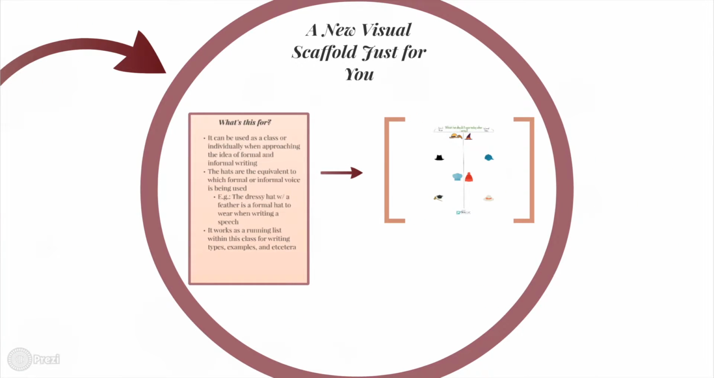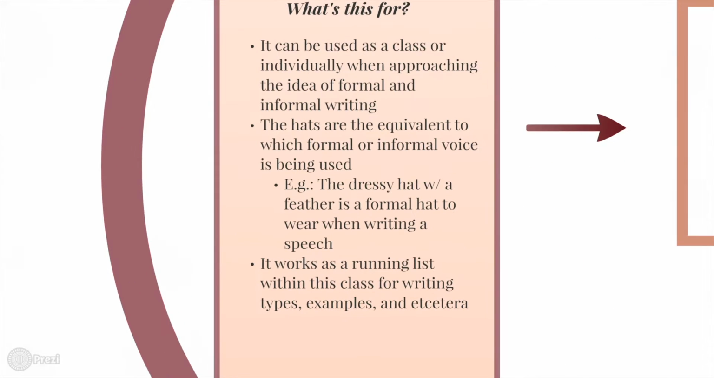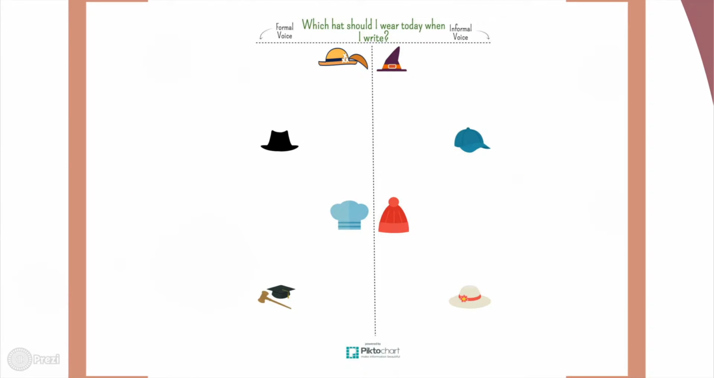Okay, so something that we created for you guys is a new visual scaffold that you can use in the classroom or individually. And this just helps you put informal and formal voices with a picture in your head. So we came up with the idea of different hats while you're writing. And this is just to give you a quick idea of how informal and formal voices can work for you. The hats are basically equivalent to which formal or informal voice is being used within writing.